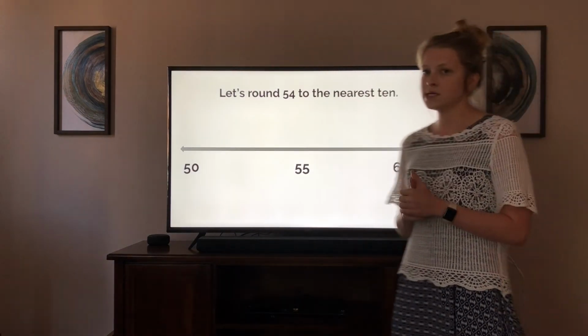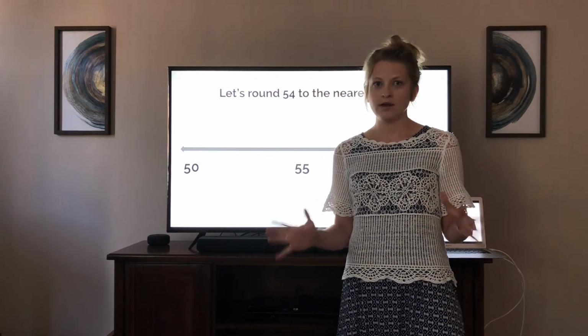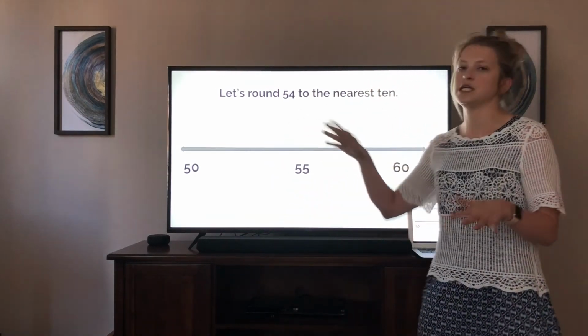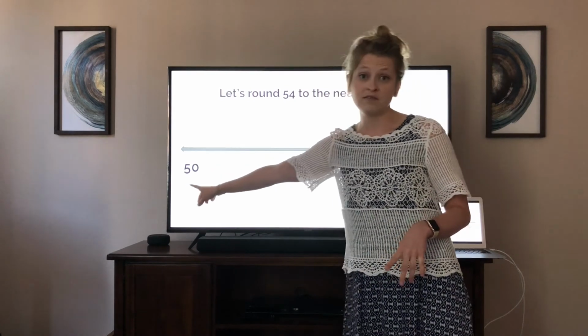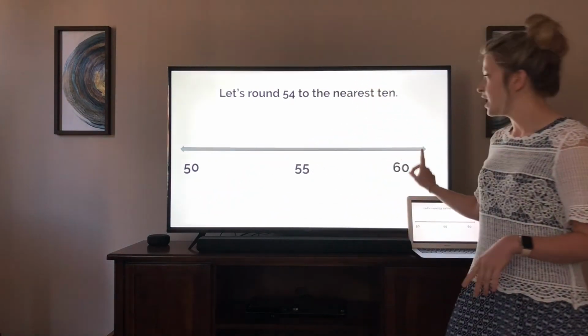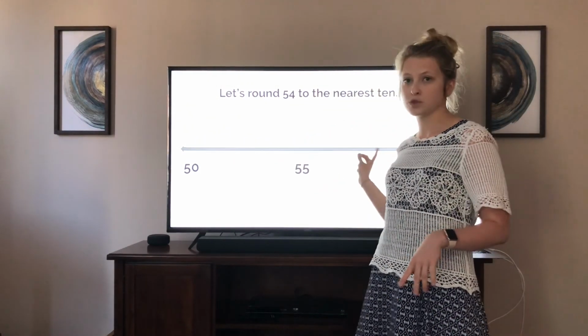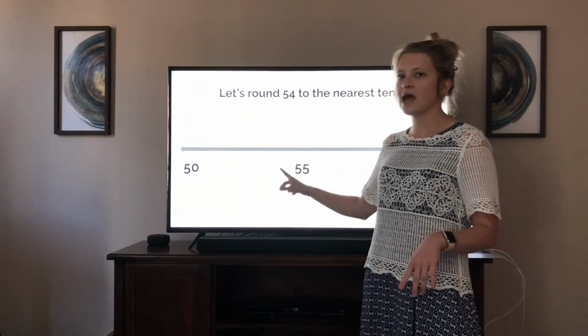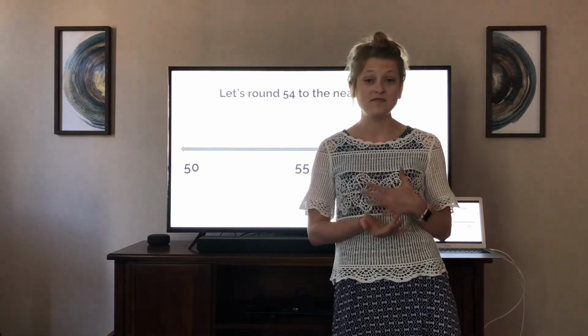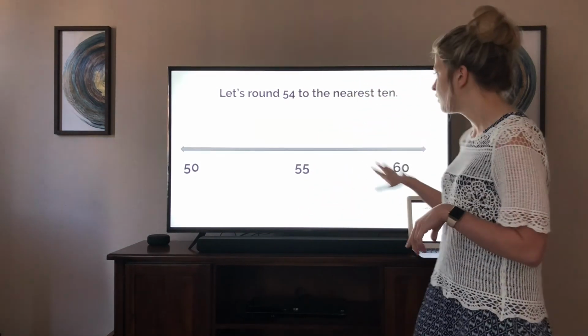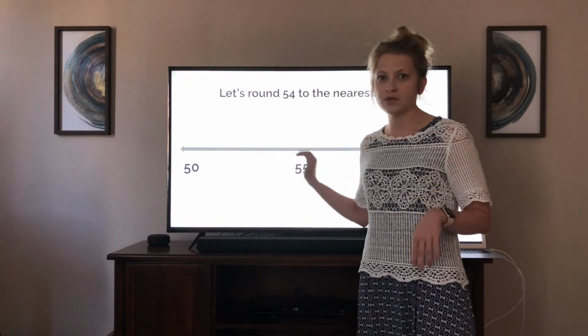Let's round 54 to the nearest 10. If we were to do this together in class, you would see I've written 50 and I've written 60, those are my two benchmark numbers. And my midpoint is 55 because that's halfway between 50 and 60. So I've written my midpoint and got my two benchmark numbers.